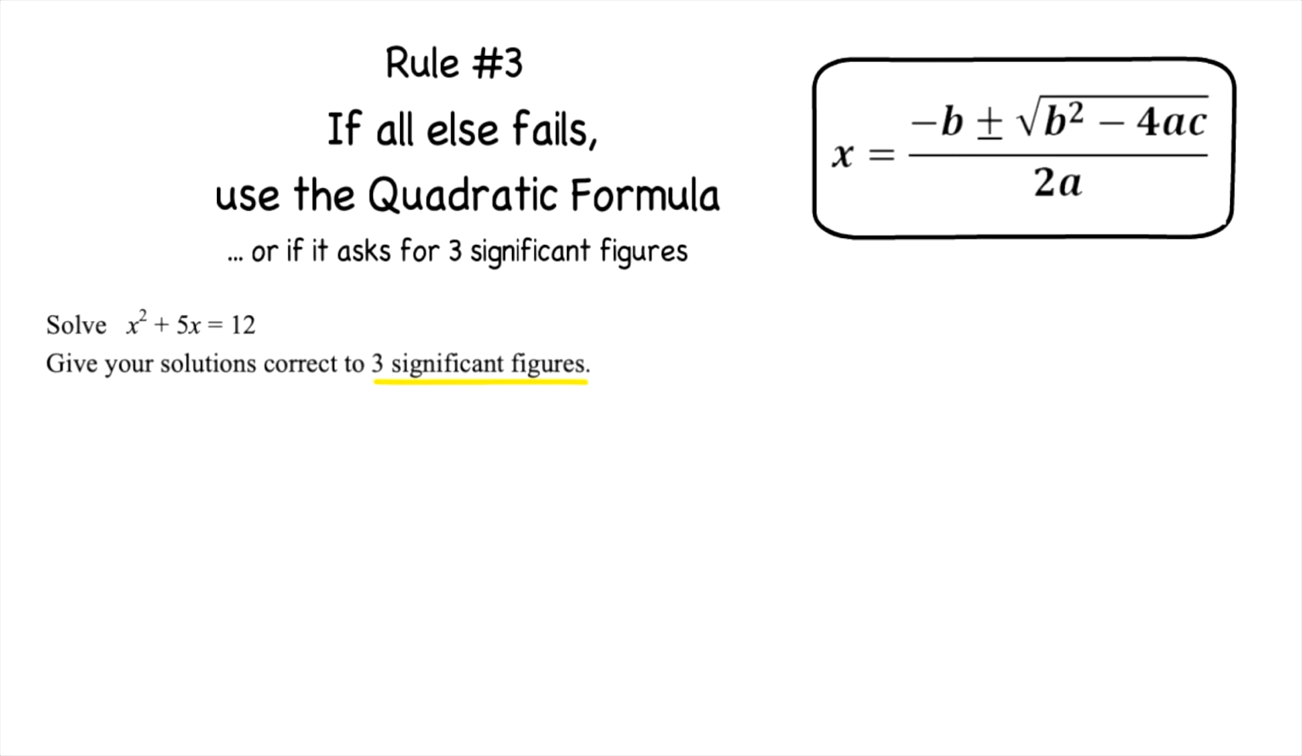Remember, to solve any quadratic formula, I need it to equal 0, so I'm going to move the 12 onto the other side of the equal sign by changing its sign to a negative.